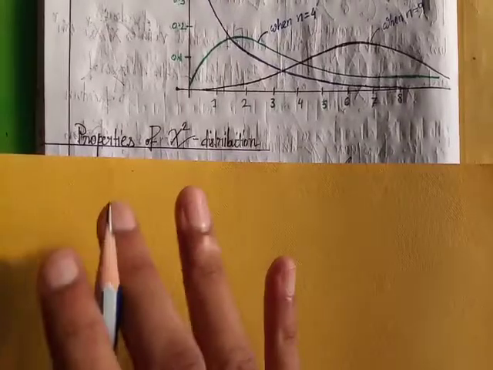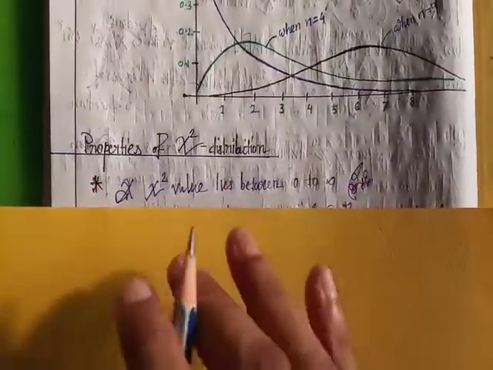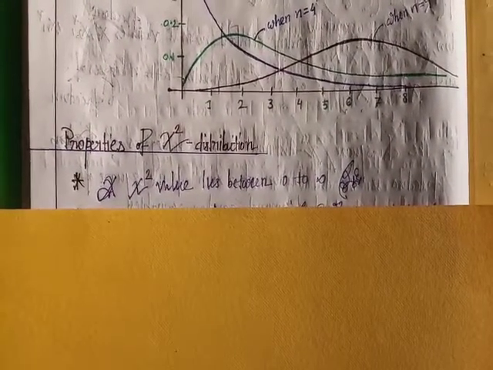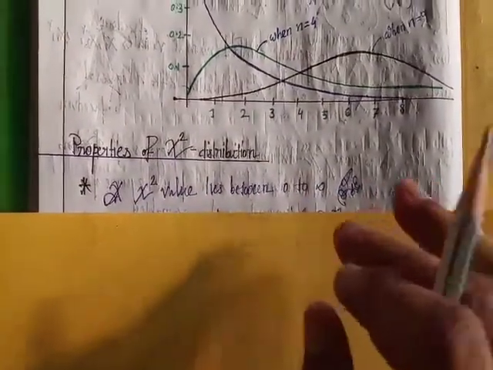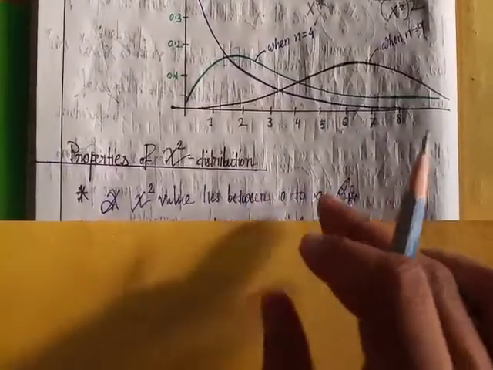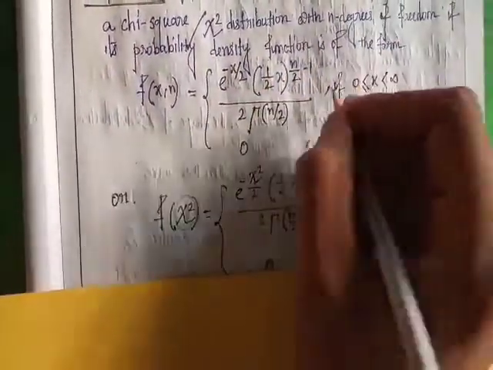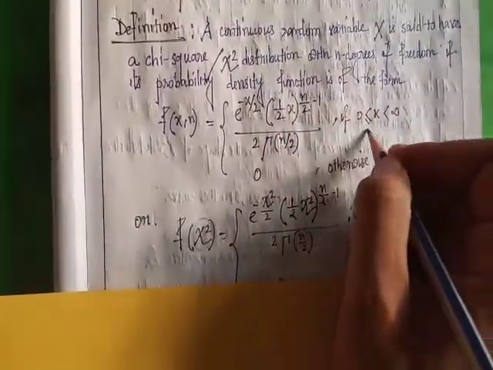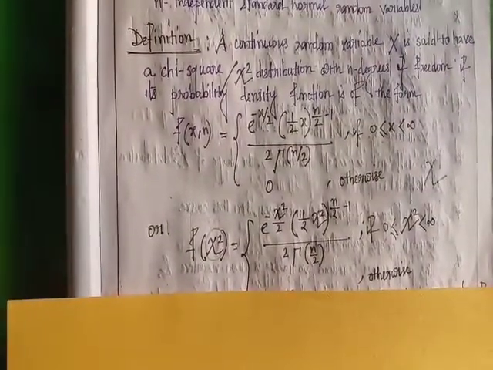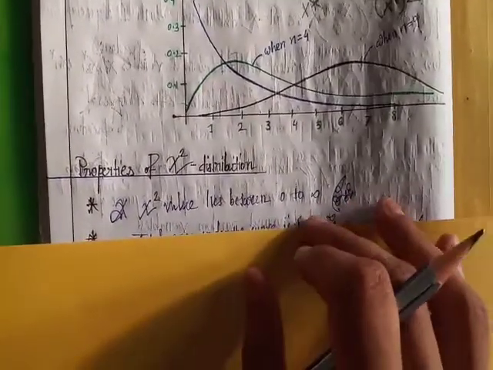Next, we will discuss properties of chi-square distributions. The first property is that the chi-square value lies between 0 and infinity. Since this is the PDF of the chi-square distribution, chi-square takes values in the interval 0 to infinity.